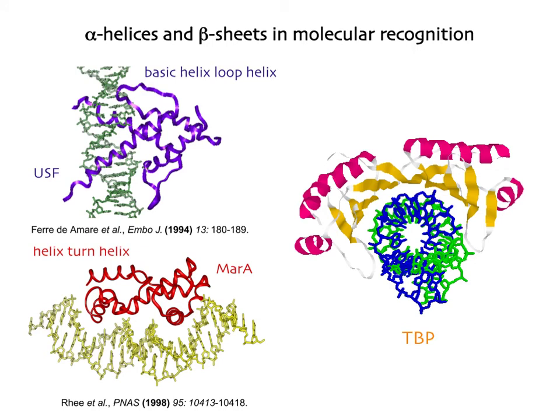The other important thing is that alpha helices and beta sheets are used for molecular recognition, and here are the examples. Here's a basic helix-loop-helix protein, USF, binding to the major grooves of DNA, where you can see the helix actually interacting. Here's a helix-turn-helix protein, MarA, bound to DNA, and you can see these helices are important in interacting with DNA. And then you have the TATA binding protein, which we discussed in earlier lectures. In this case, you have this beta sheet that recognizes the TATA binding site.